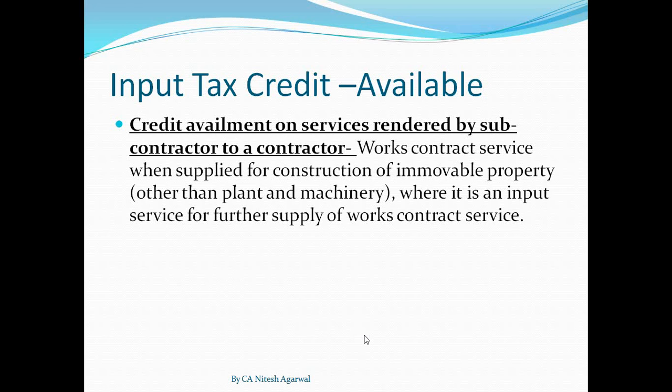For example, suppose there is a principal contractor named A. He has taken a works contract to construct a building, and in order to construct this building he takes some services of a subcontractor B. Then B will issue an invoice to A. Now A will be eligible to take the input tax credit of the taxes charged by B on its invoices, as the principal contractor has taken supply of services from a subcontractor in the course of furtherance of its business.